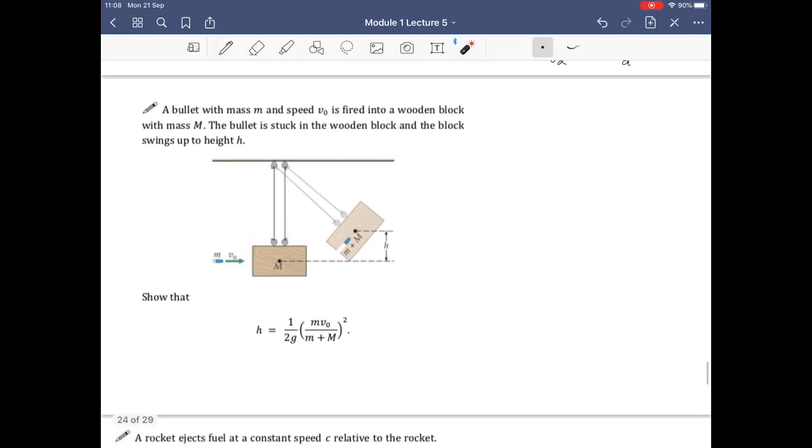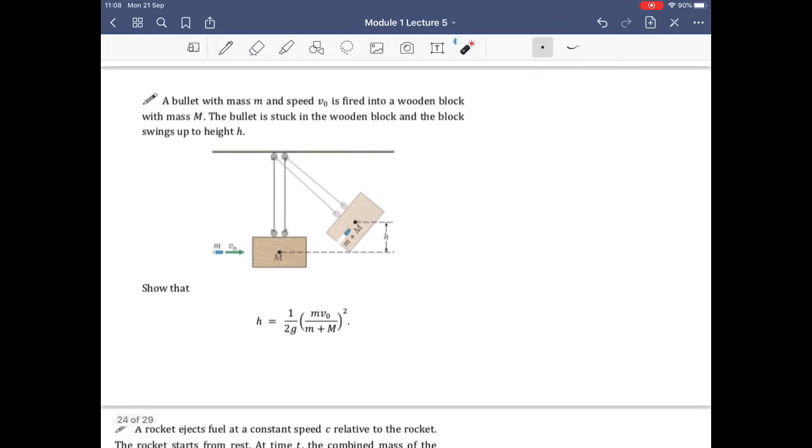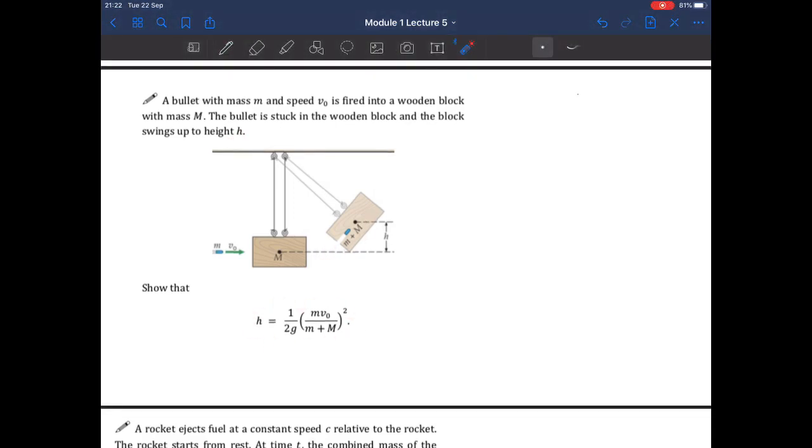And then this question is about a bullet of mass m with speed v0 fired into a wooden block with mass M. The bullet is stuck in the wooden block and the block swings up to the height h. Show that h equals this. So in order to calculate this, first of all you need to realize that this is just a kind of collision where the bullet is just stuck with the block. The bullet of mass m just stuck with the block of mass big M.